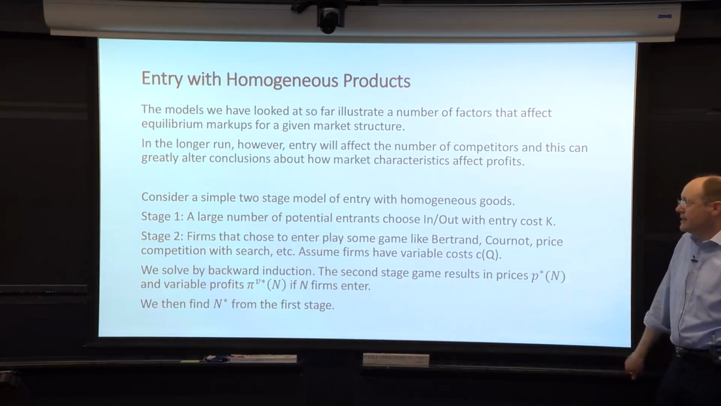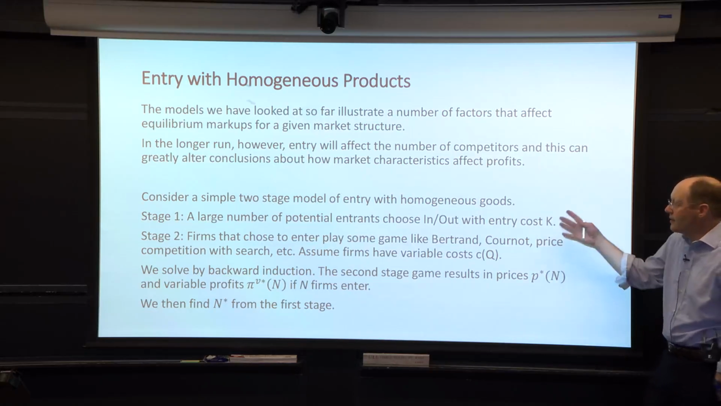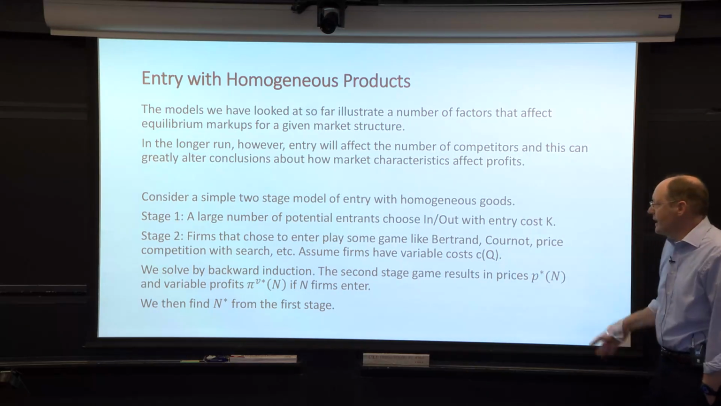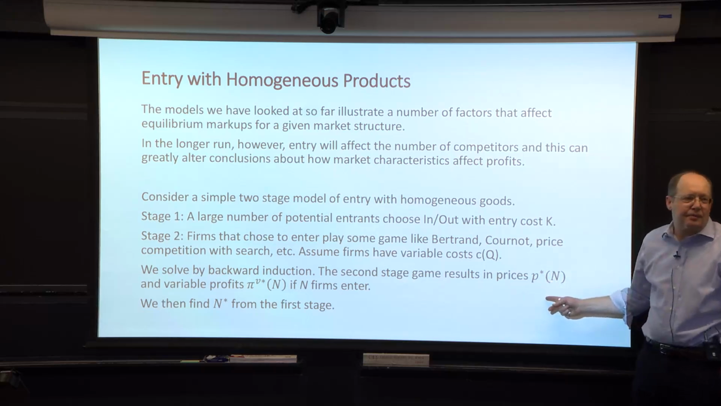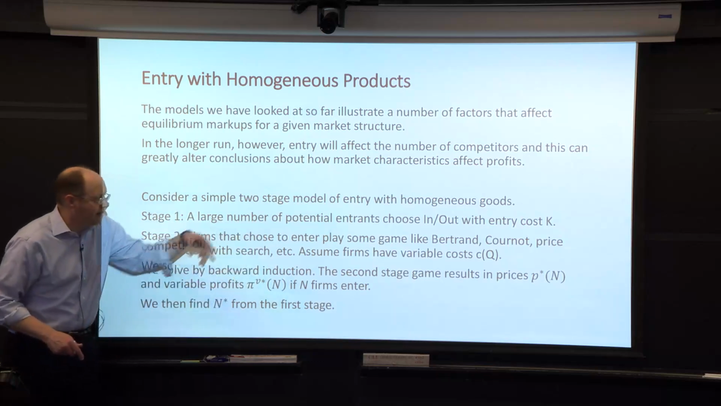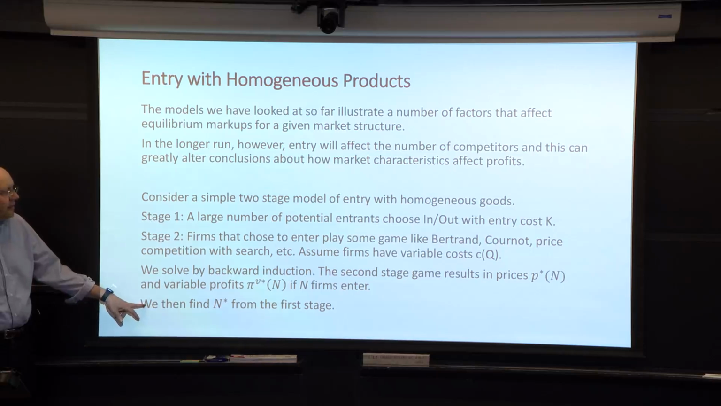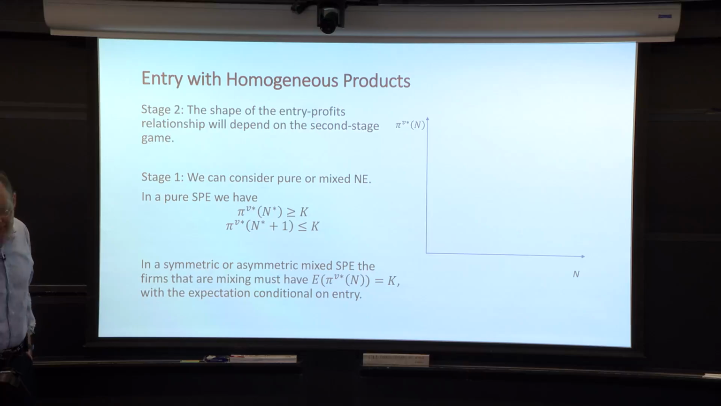Firms that choose to enter then play some game, like Bertrand competition, Cournot competition, price competition with search, et cetera, and assume firms have some variable costs, C of Q. So how are you going to solve this model? I'm going to solve it by backward induction. I first start with the second stage. In the second stage, if there are n firms, there are going to be some equilibrium prices P star of n. P star of n times Q star of n minus C of Q star of n is going to be the variable profits that the firms get if they enter. And then you find the number of equilibrium entrants by looking at the first stage. Right? And what's that going to be?